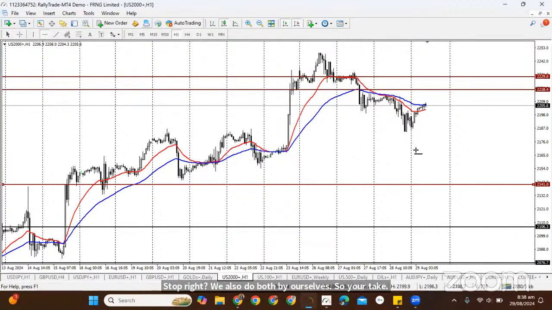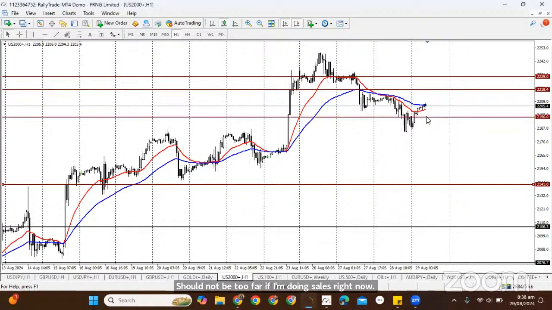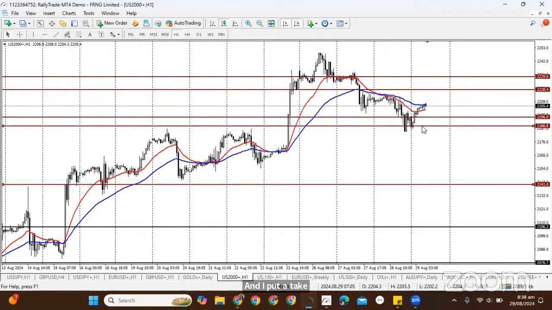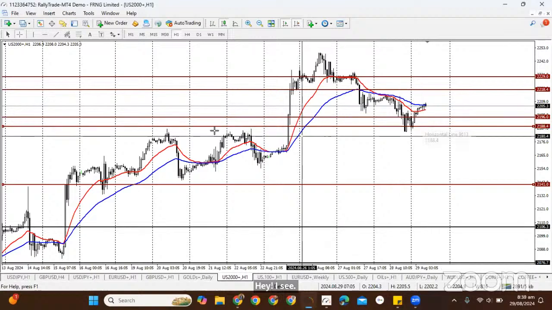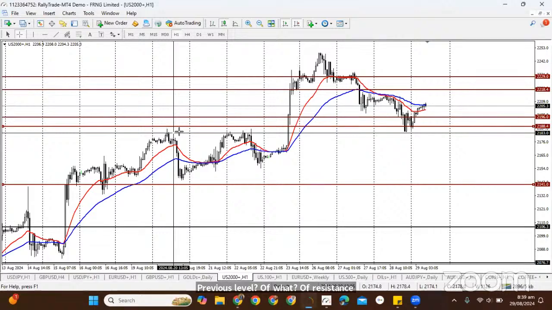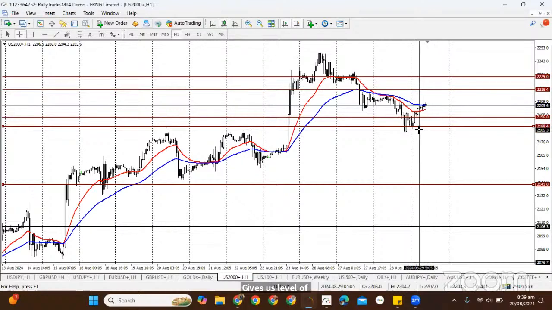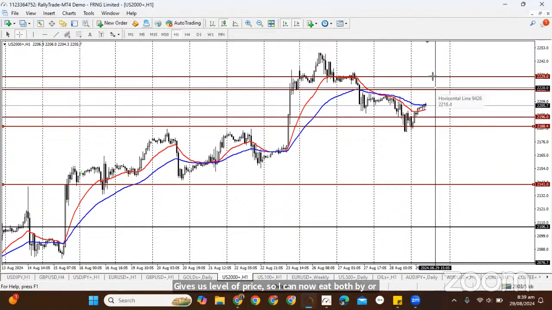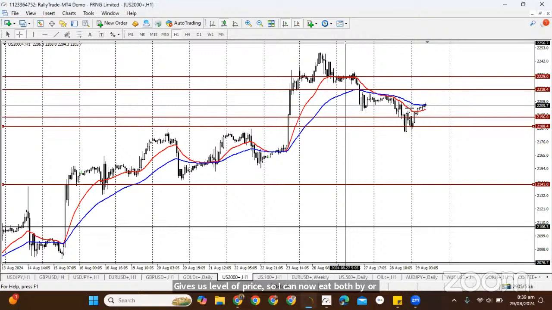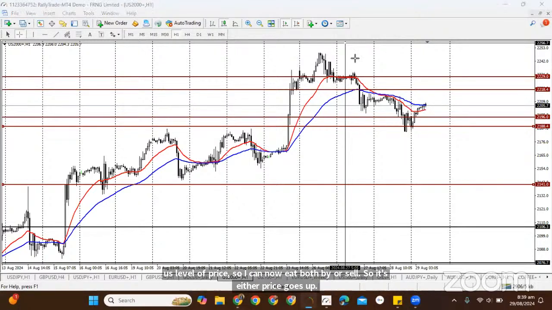Now, if I'm doing a sell stop, either I put my sell stop somewhere here, and I put a take profit somewhere here. Can you see? It has helped me to be able to put in place the previous level of resistance for price. So I can now hit both buy or sell. So it's either price goes up or price comes down. And today, there's a news.